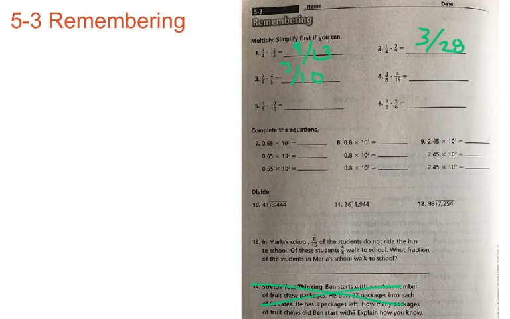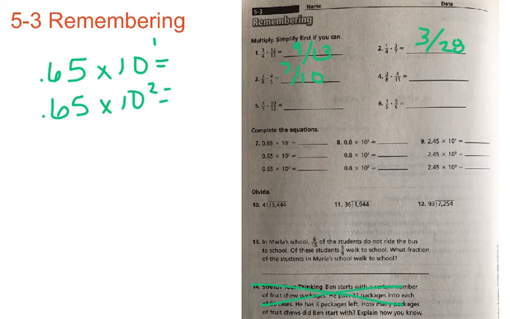If we look at number 7, we have 0.65 times 10 to the first equals, 0.65 times 10 to the second equals, and 0.65 times 10 to the third equals. Remember that the exponents here tell us how many places we need to shift our decimal. So for 0.65 times 10 to the first, I'm going to shift that decimal one place because I have an exponent of 1. So the first one in number 7 is going to be 6.5.